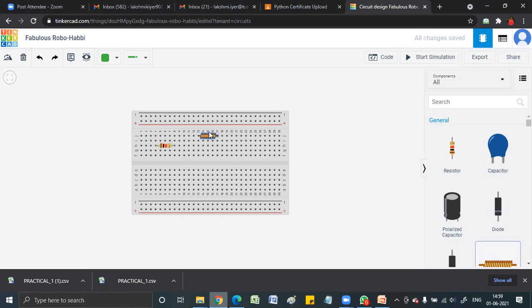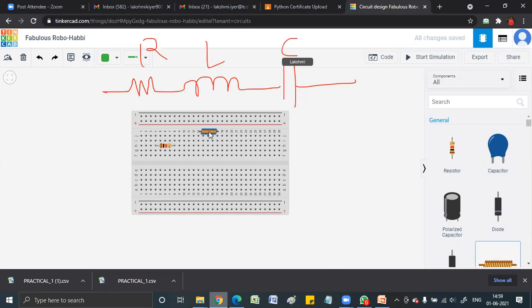Okay. There is C. What is the circuit? The circuit is like this, right? This is your R, this is your L, and this is your C. R, L, C. So these two terminals have to be shorted. So where will I place this? Which line? 8, 9, 10.